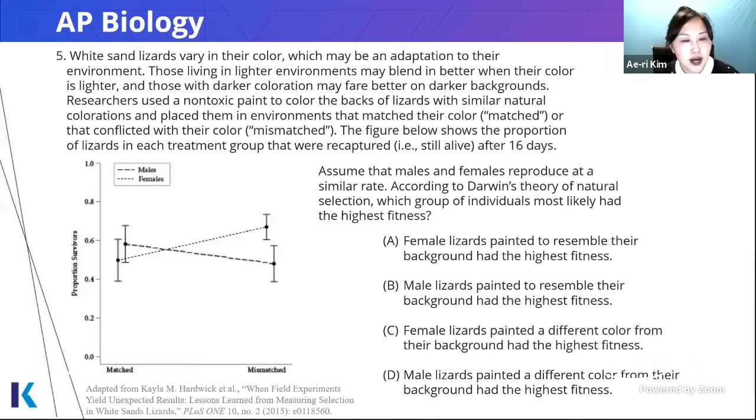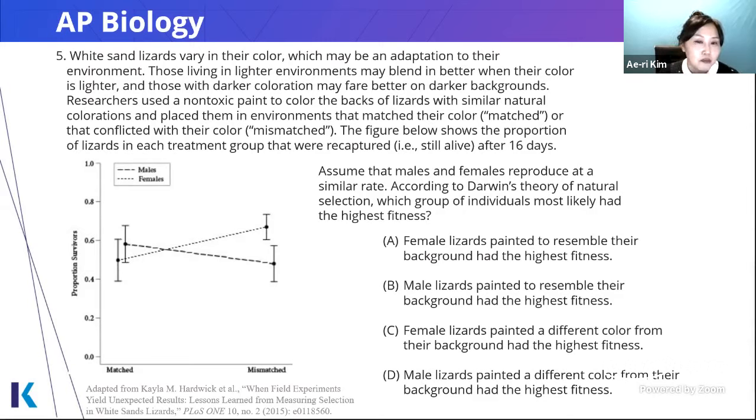Okay. So hopefully you took some of the tips from what I said earlier. Don't stress about trying to read all of the questions really fast, but take advantage of reading the actual question and then heading back up to the beginning, keeping in mind the patterns in the answer choices. So the actual question says, according to Darwin's theory of natural selection, which group of individuals most likely had the highest fitness? If I scan the answer choices, it says either male lizards or female lizards, and then either resembling or a different color from their background. And clearly that is all referring to this graph.